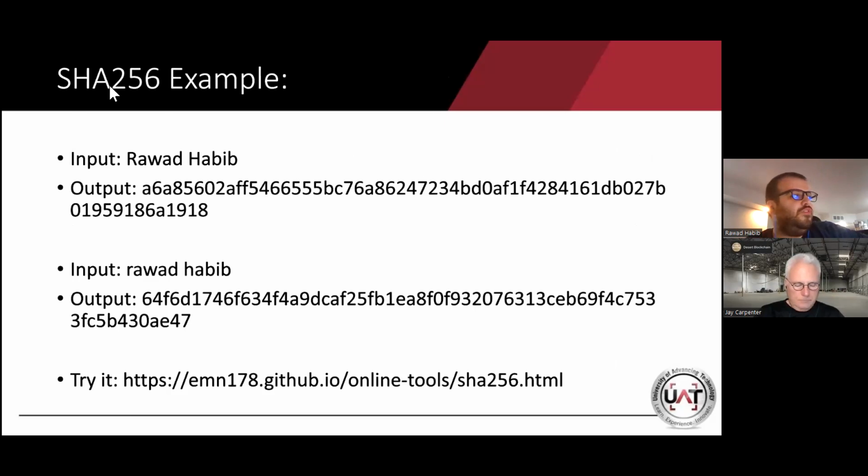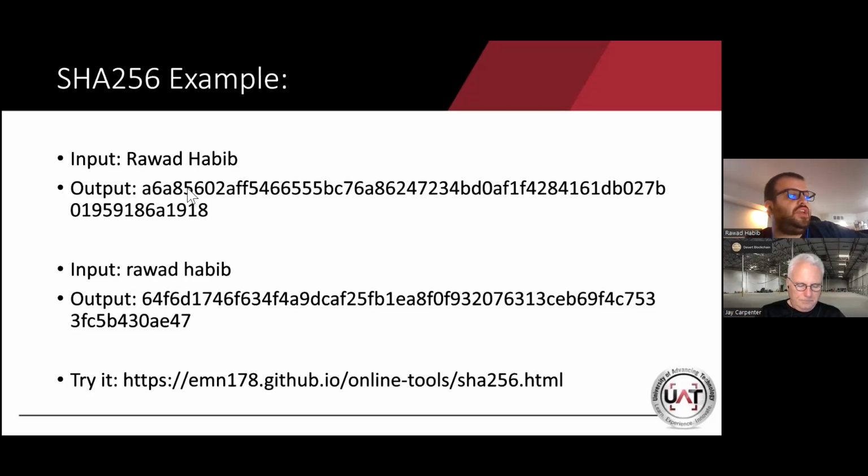So an example of SHA-256: if the input is just my name, that's the output of it. And you can see that if I just type my name with a small letter r and h, which is the same meaning, just different letters, I get a very different hash. If you compare this hash to this hash, you will see that they are exactly different. They're not similar to each other.